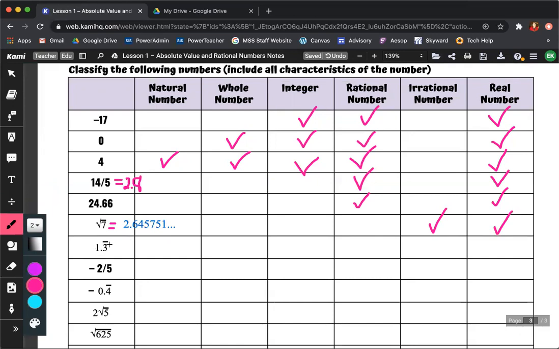1.3 repeating. So though the 3 goes on and on and on forever and doesn't terminate, it repeats. And we have said a repeating decimal is a rational number, not an irrational number. Since it has a decimal value, it can't be any of these first 3. But it's rational and real.